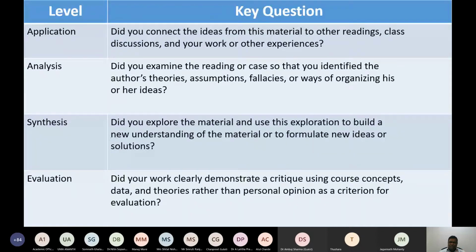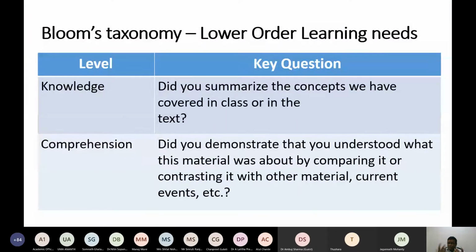Sometimes, again in case method also, the students think that, if I ask them, okay, can you explain, have you analyzed the case? Typically, the conversation would be like this. The student would say, yes, sir, I have analyzed. Okay, can you share your analysis? The student would clearly summarize the case.